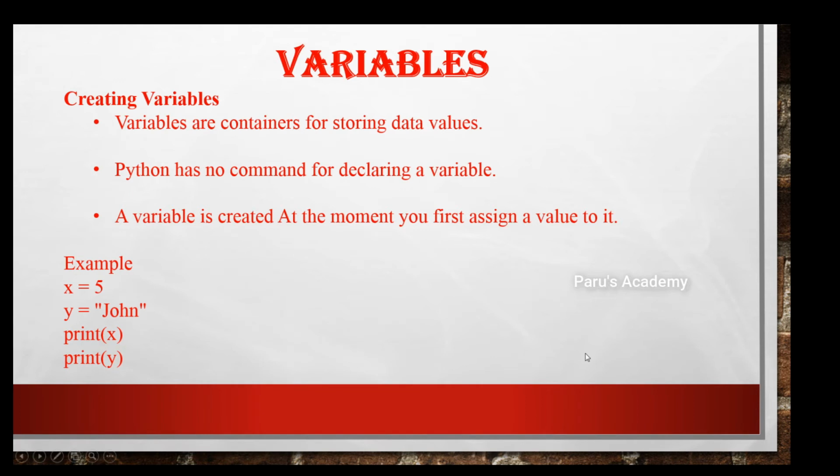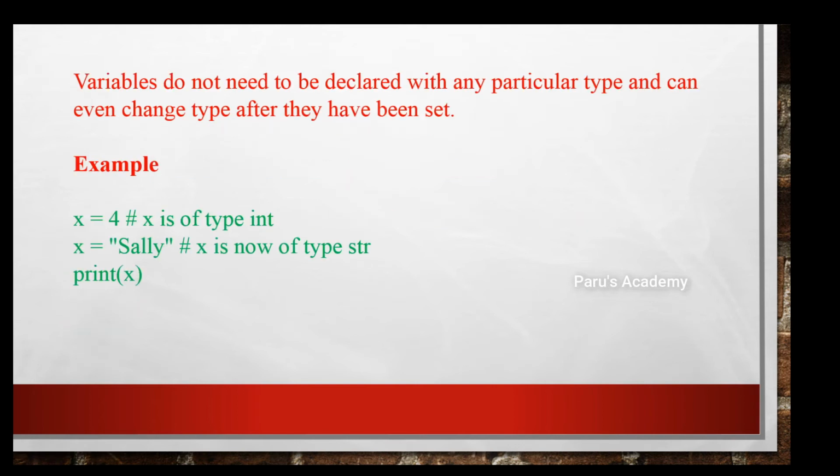Let's learn about variables in detail. Variables do not need to be declared with any particular type, and they can even change type after they have been set. We don't need to give a particular type to a variable. If you give x is equal to 4, automatically the Python program will accept that x is an integer variable. See this, x is equal to 4, x is of type int.